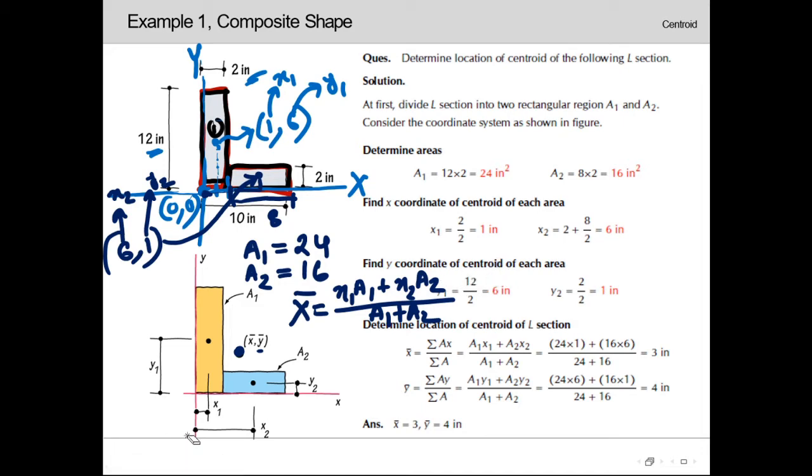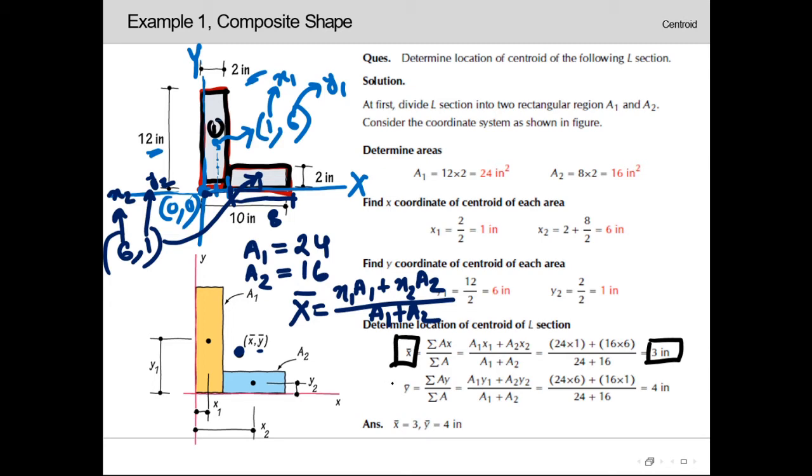So plugging the values of x1, A1, x2, A2 and A1, A2 into this formula, we will get the value of x bar, which is basically the x coordinate of the whole section's center point. So we can calculate the value of x bar as x1 A1 plus x2 A2 divided by A1 plus A2. It will be about 3 inch.